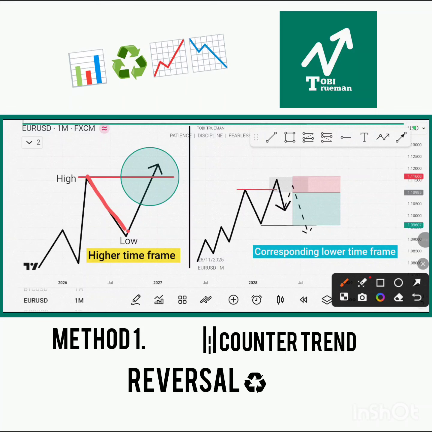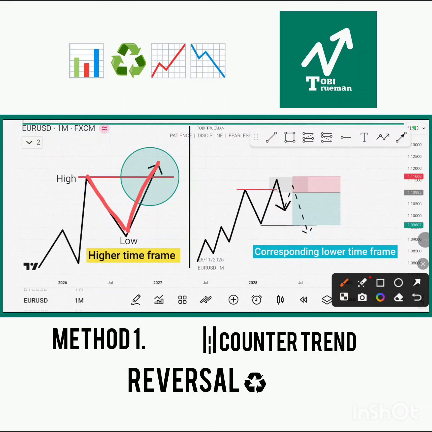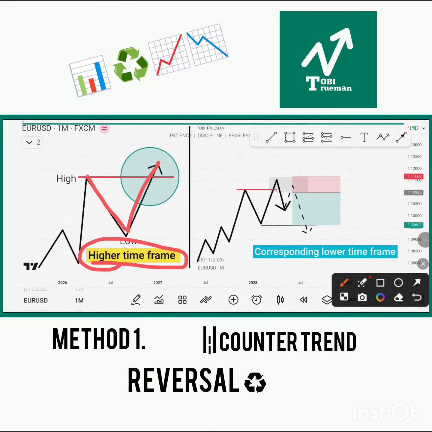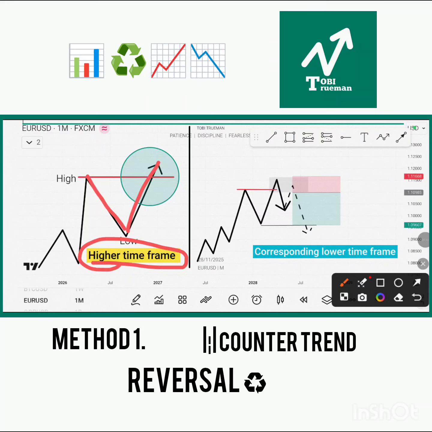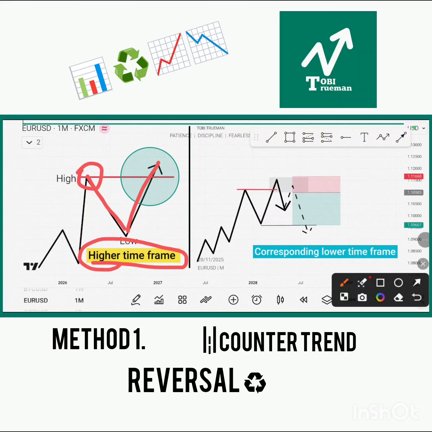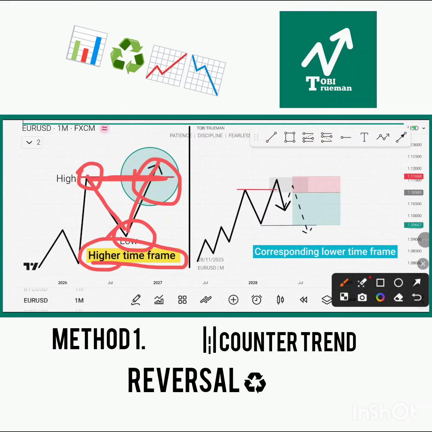Price is represented by candlesticks on the chart. Then when price takes out, let's assume this is a higher time frame, a monthly time frame, or let's put it on a weekly time frame, this is the previous high on the weekly time frame, the previous low on the weekly time frame, and then price takes out the previous high of the weekly time frame.